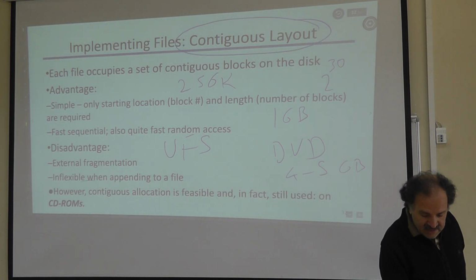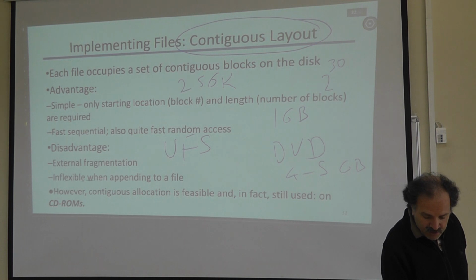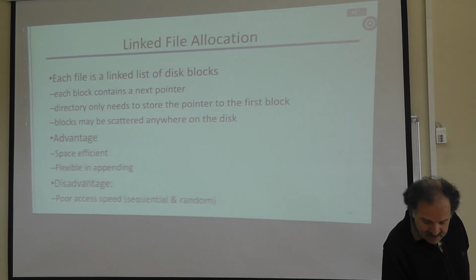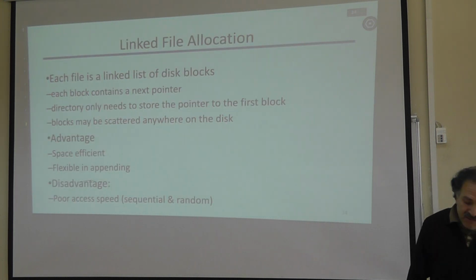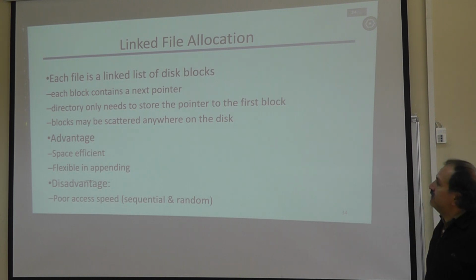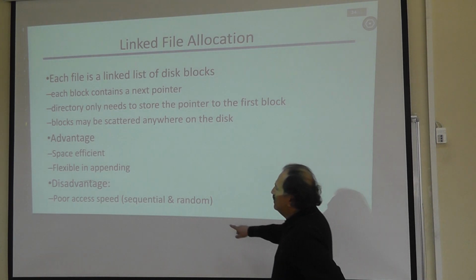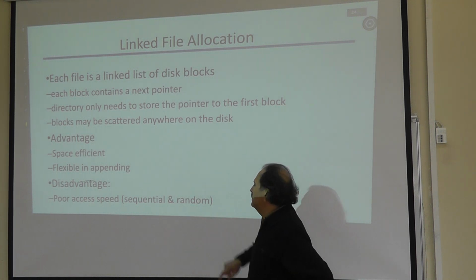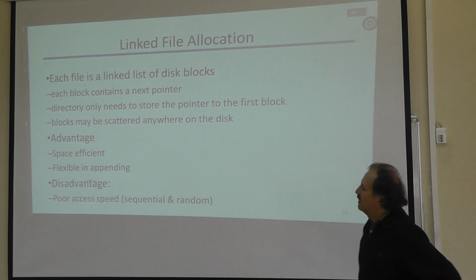Okay, but it has the disadvantage of external fragmentation and inflexibilities with the file appending. And when I use the linked file allocation, the advantage is space efficient and flexible in appending. So the disadvantage becomes the poor performance per access, sequential and random. And we have to solve this problem.